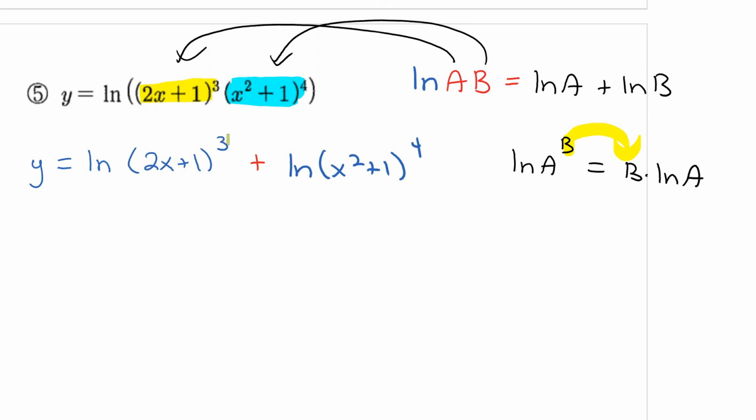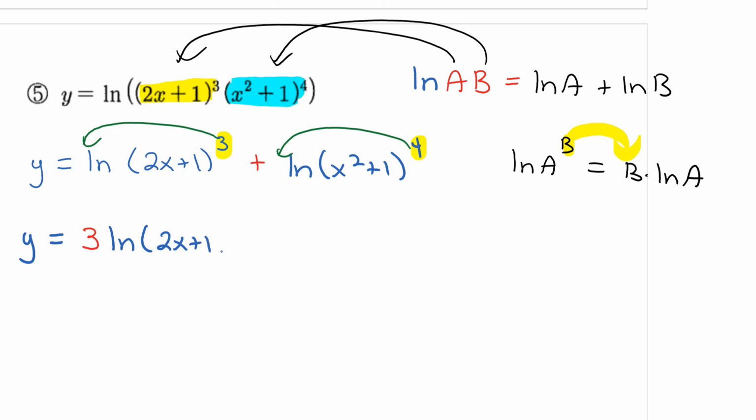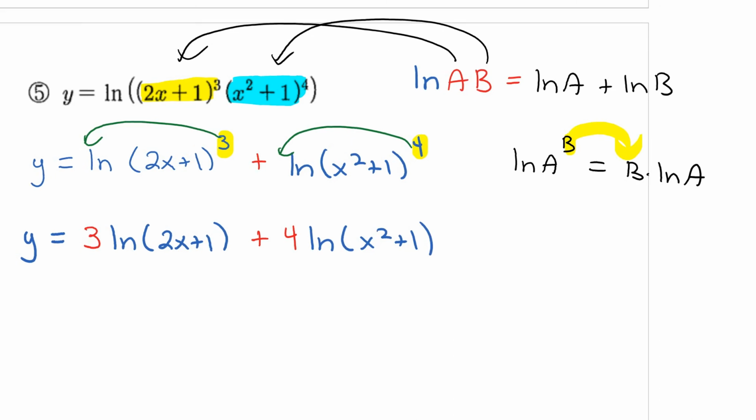All right, so notice I have a power here, the 3 and the 4. I can now kick those to the front to continue using my logarithmic properties here. So this would now be y equals 3 times ln of (2x plus 1), and then plus, remember, we're not taking the derivative here just yet, so we're just using logarithmic properties to simplify our original problem. We're not using the power rule here.